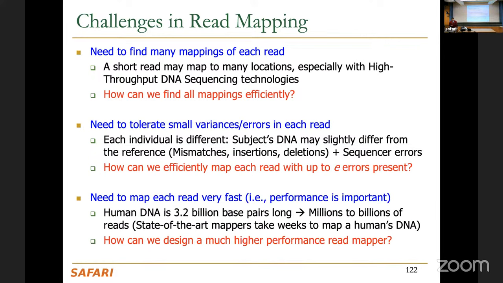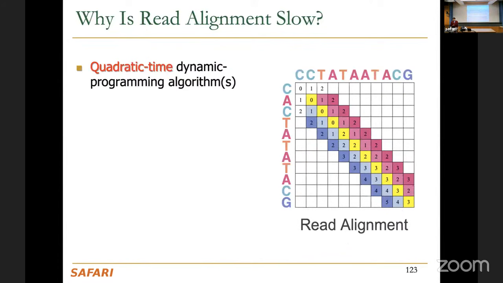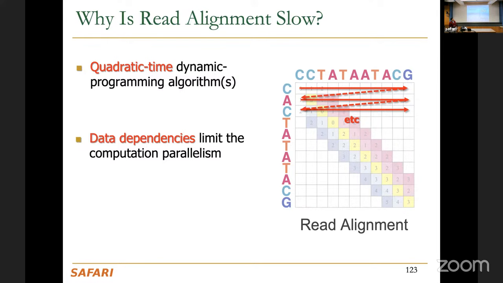And of course, we need to do this fast because we want to achieve fast genome analysis. And the read alignment is slow because of many reasons. First of all, there's a dynamic programming table. And this means that this is using a quadratic time dynamic programming algorithm. And you basically cannot perform huge parallelism here because of the data dependencies.